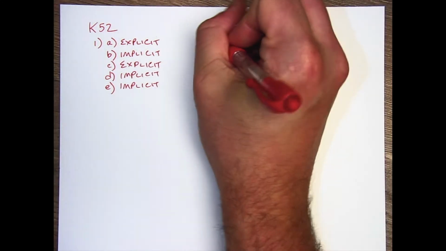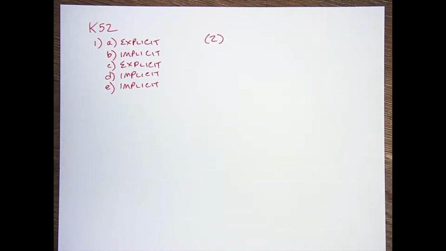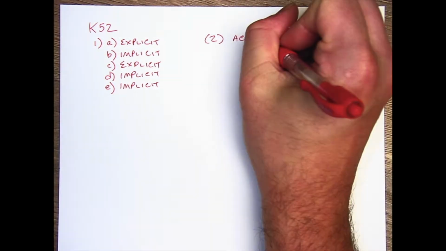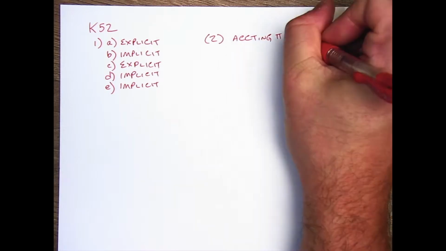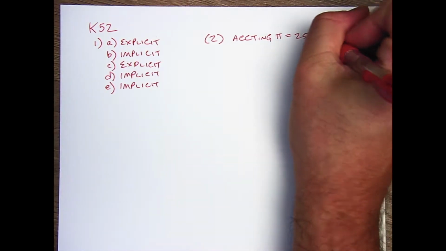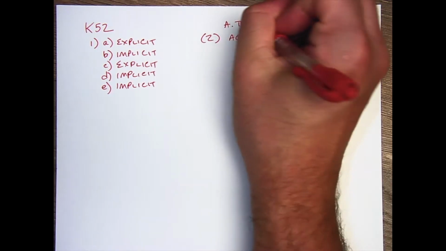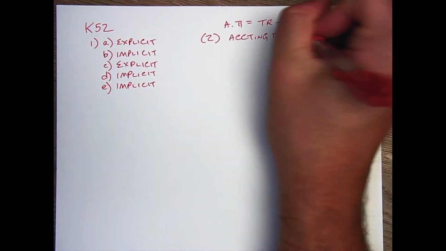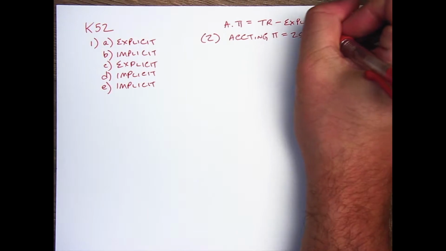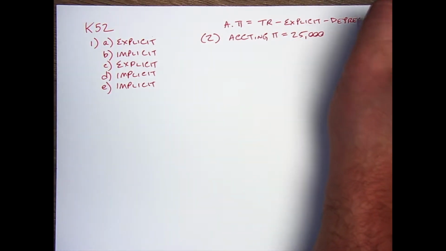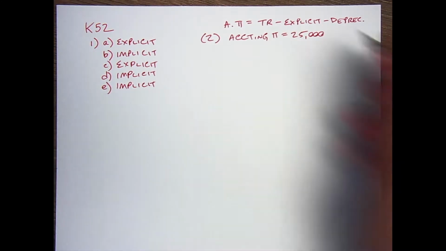So number 2 gives you a different scenario and says you're in a business earning an accounting profit of $25,000. And we know that accounting profit is equal to total revenue minus explicit costs minus depreciation, right? Depreciation. And so they tell us it's 25,000.